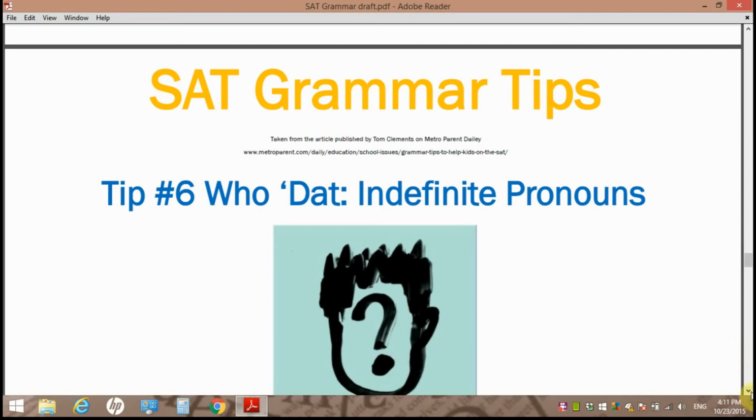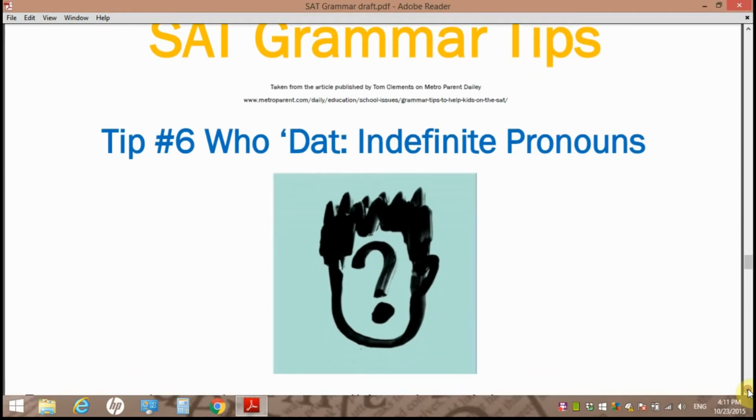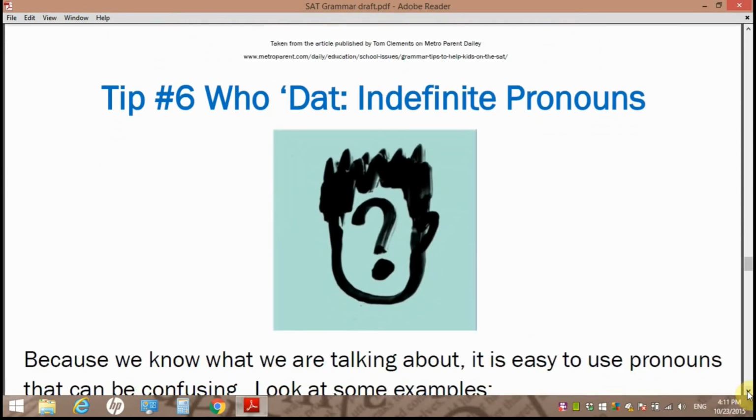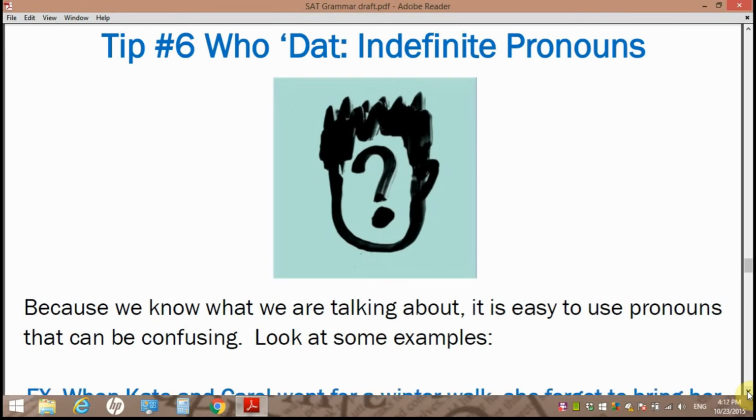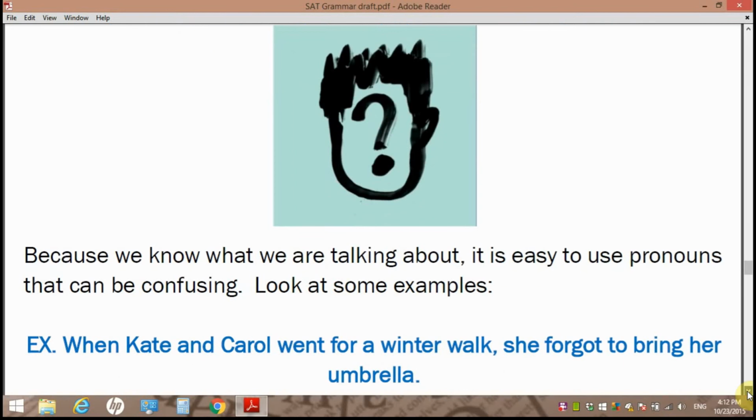Tip number 6, who dat? Indefinite pronouns. Tom Clements wants to talk to you a little bit about pronouns. We know what we're talking about, but is it stated clearly? Similar to the comparison mismatch. So let's look at an example.